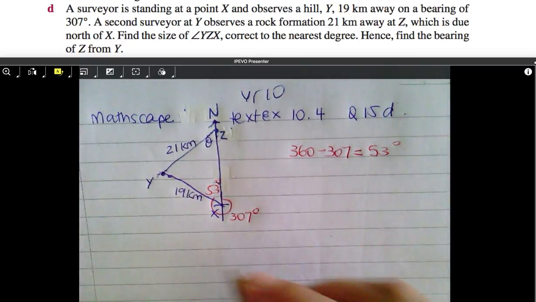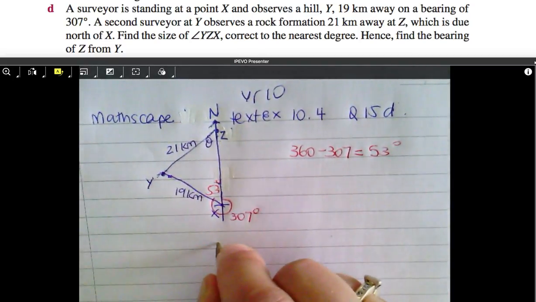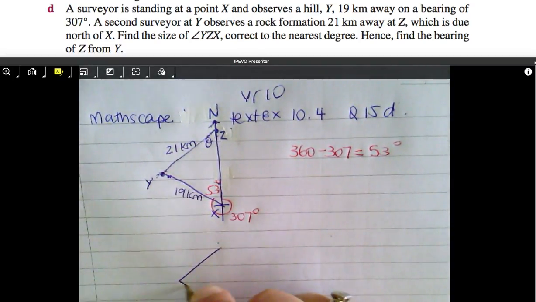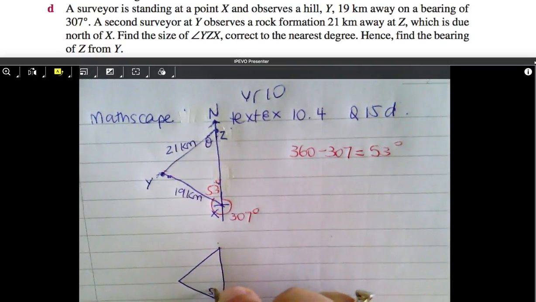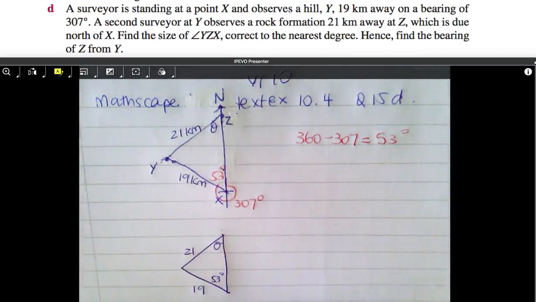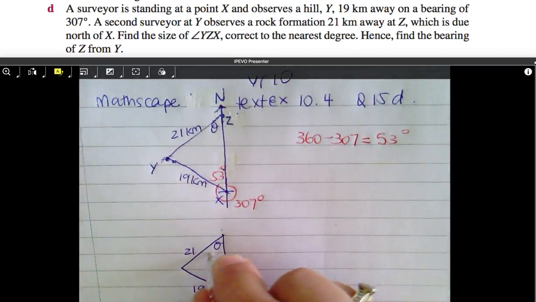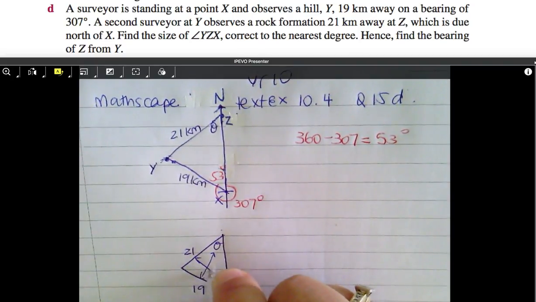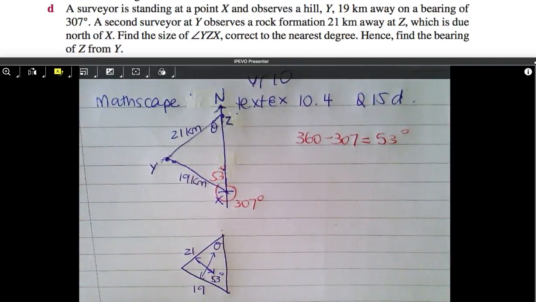So I'm going to draw the triangle again with what I've got. This is what I've got. I've got 53 degrees down here. I've got 19. I've got 21, and I have to find this angle at Z. So this is obviously a use of the sine rule. All right? Opposites, opposites. Okay? So we're finding the angles.